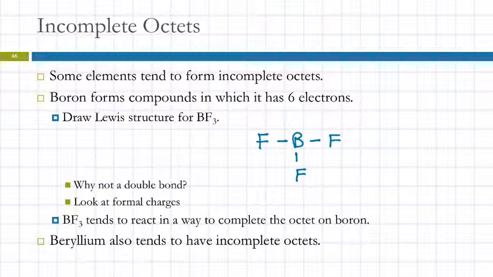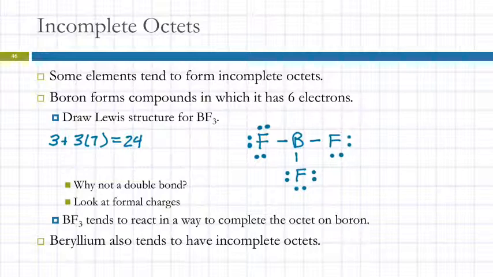And then we need to count up the number of electrons. How many valence electrons does boron have? 3. And how about those fluorines? 7. So there's 3 of them, and they each have 7. So that's 21 plus 3 is 24 electrons. So I've got 2, 4, 6, 8, 10, 12, 14, 16, 18, 20, 22, 24. So when I put 24 electrons around like that, the fluorines all have octets. The boron does not.